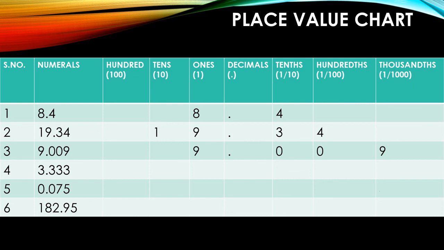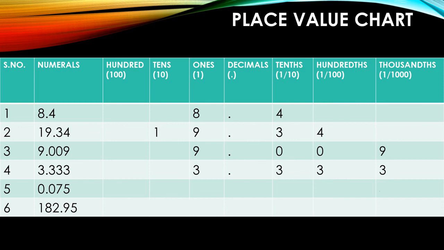3.333. First, write 3 in ones place. Then write down the decimal sign in the decimal column. Then write 3 in tenths place. Again write 3 in hundredths place. Then write 3 in thousandths place. Question number 5.